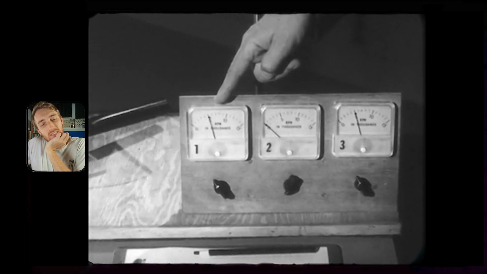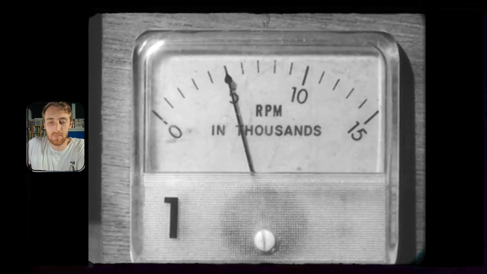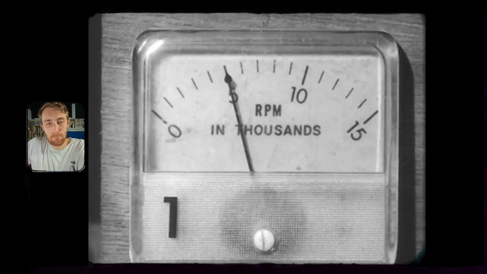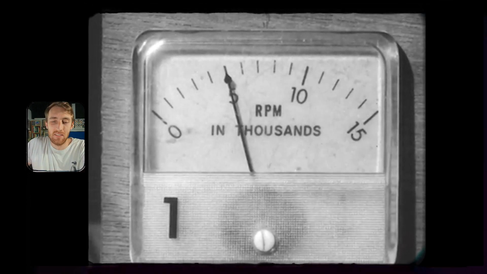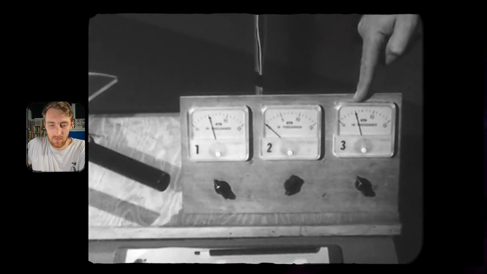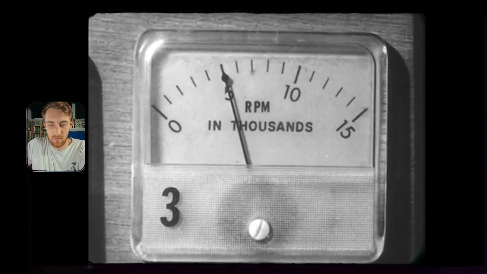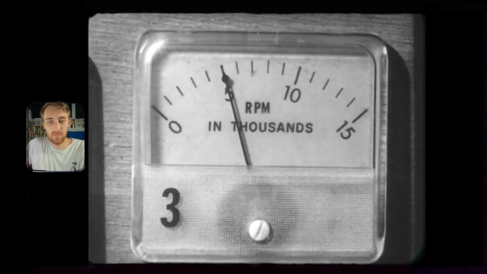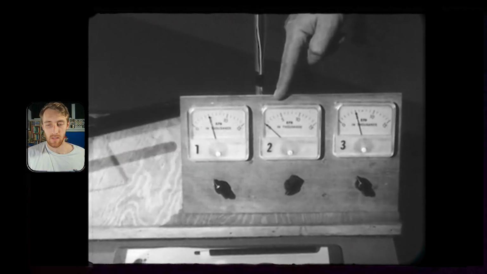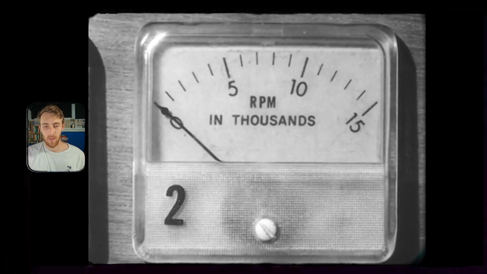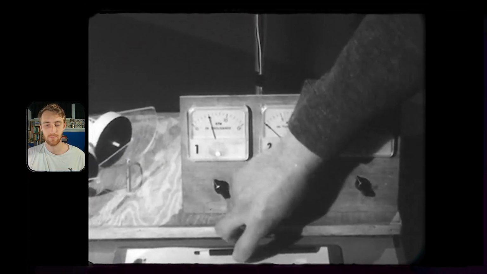Meter number 1, which reads the angular velocity of the first gyroscope, reads 5,000 revolutions per minute. Let's call that 5 arbitrary angular momentum units. Meter number 3, which reads the angular velocity of the third gyroscope, reads 5,000 revolutions per minute. Also 5 arbitrary angular momentum units, whereas the second gyroscope isn't turning at all. Now that we have this information, let's analyze the situation.